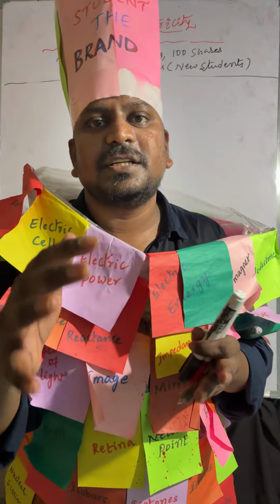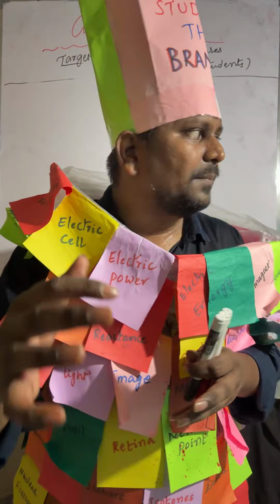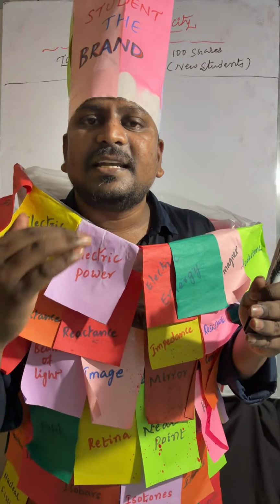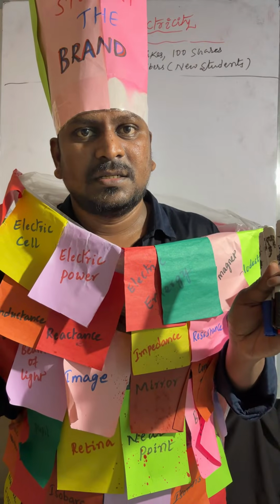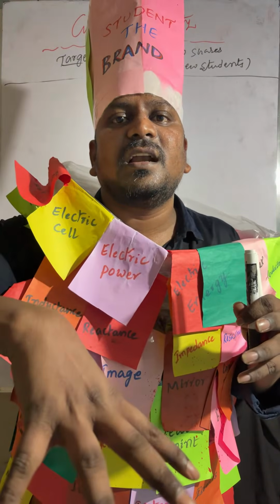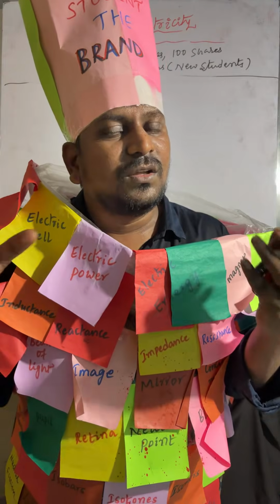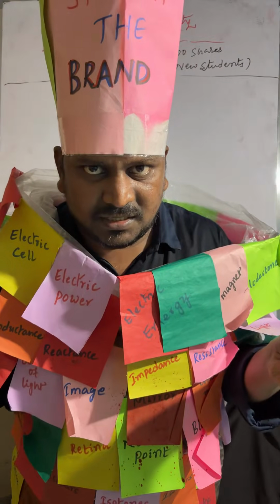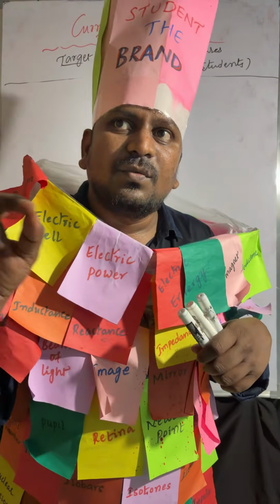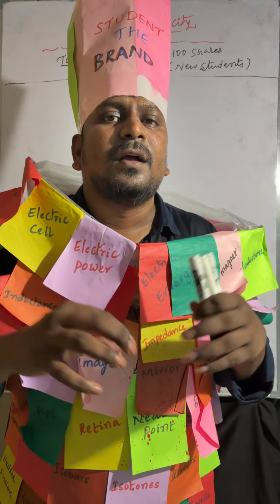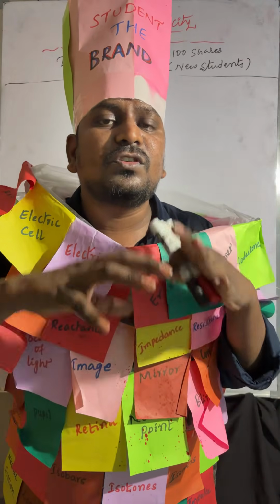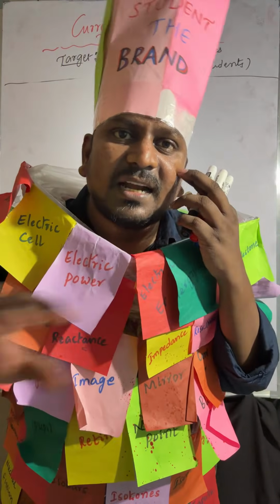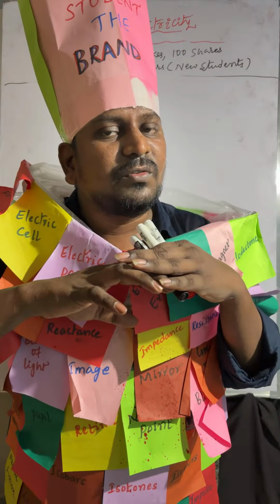When temperature increases, so listen carefully, observe carefully. When temperature increases, the free electrons in the conductor increase and the motion of the free electrons increases. And one more point, the ions of the conductor move with greater amplitude.